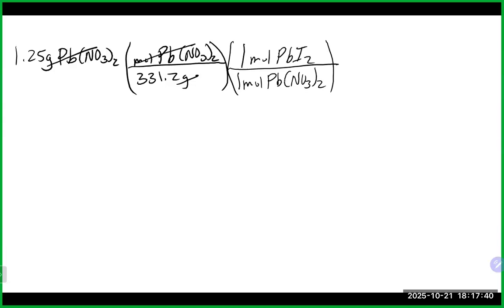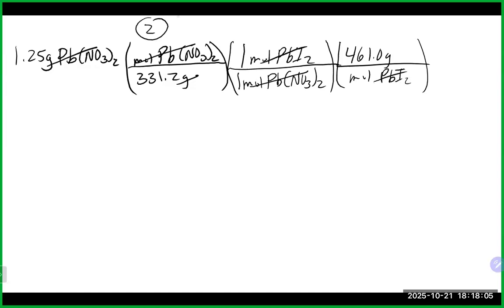Again, at this point, these two guys would cancel, and we're left with moles of PbI2. And the last step here would be our fourth step, which would be using the molar mass of PbI2, and that was 461. So 461 grams per mole of PbI2. Again, the moles would cancel. So this basically would be step number 2, step number 3, and step number 4 there. Again, here you would just multiply everything on the top, and anything on the bottom you would want to divide.